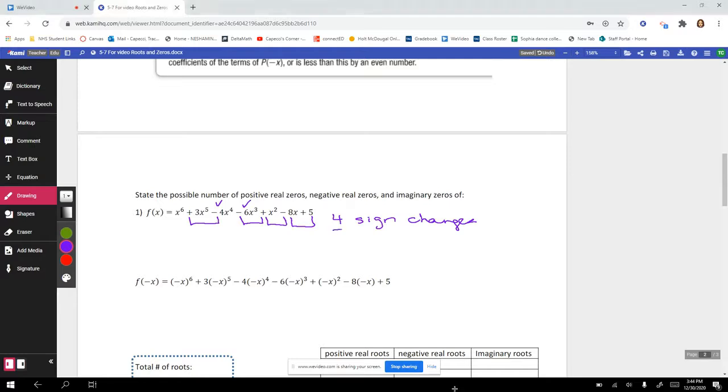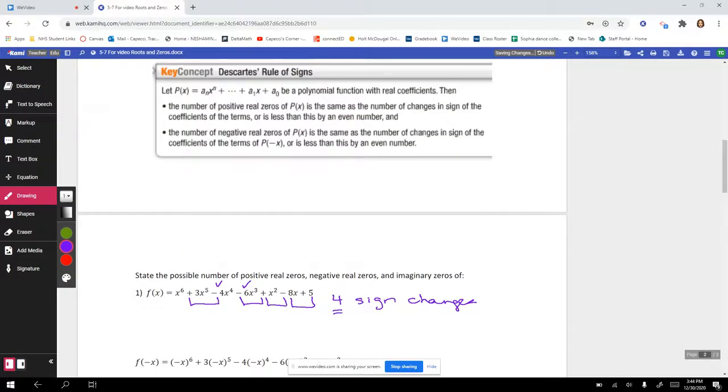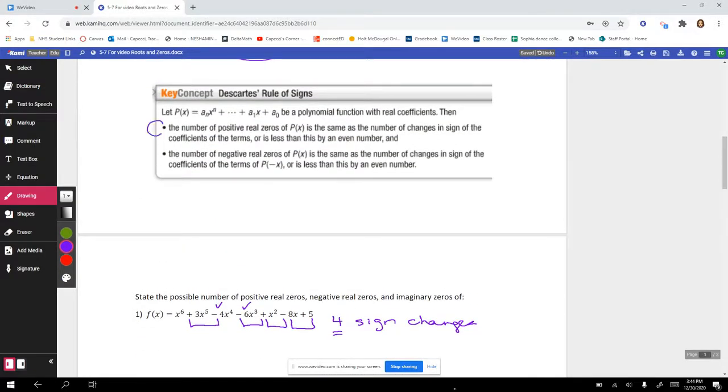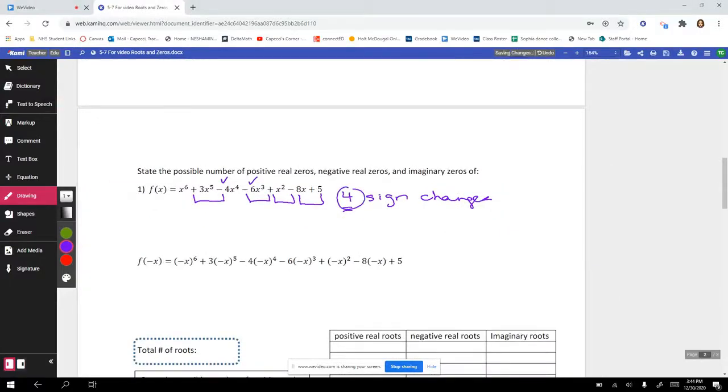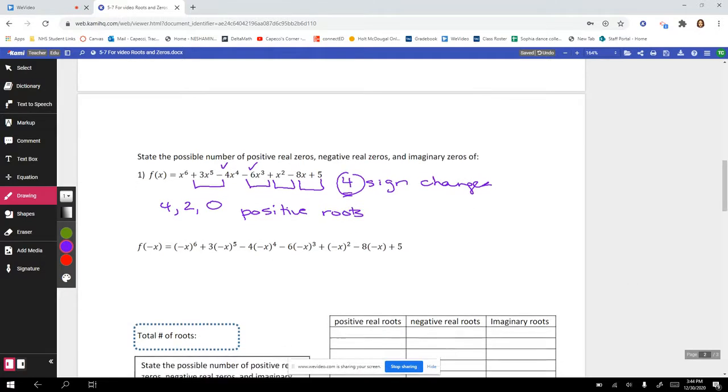Now, because of this 4, we can also have fewer than that. And this is where we go back to Descartes' rule. The number of positive real zeros, which is what we just talked about, is the same as the number of changes in sign of the coefficients of the terms, or less by an even number. So what that means is, because this is a 4, we're going to have 4 possible positive roots, or it's going to go down by 2, to 2, and then down by 2 one more time, to 0. So there are 4, 2, or 0 positive roots, again, because of that sign change.